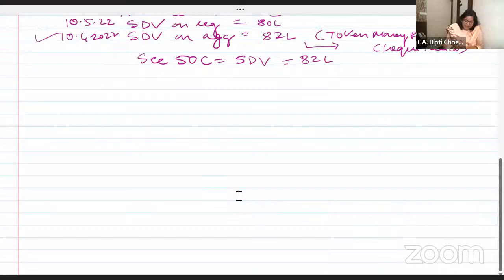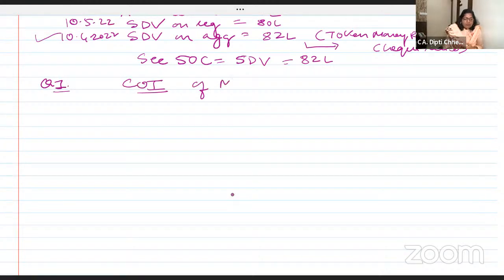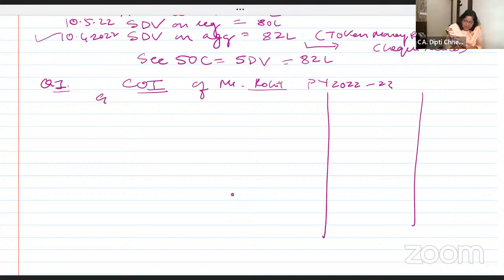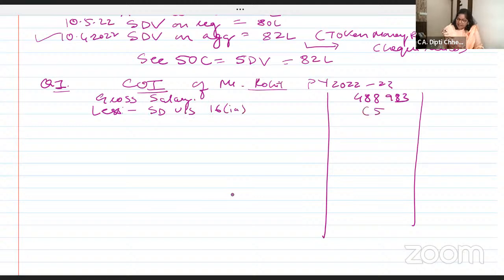Can I skip writing salary? This is question number 1, computation of income of Mr. Rohit. I'm skipping the salary part. We are doing everything for 22 and 23. So I'm just starting from gross salary. Gross salary humne already calculator mein calculate karke rakhi hai. 488,983. Less standard deduction under section 16(1)(a), that is 50,000. And under section 16(3) for profession tax, that is 2,400.